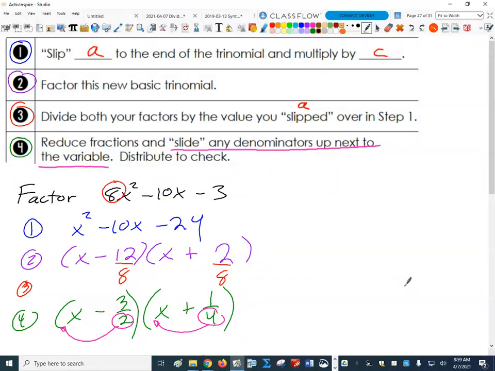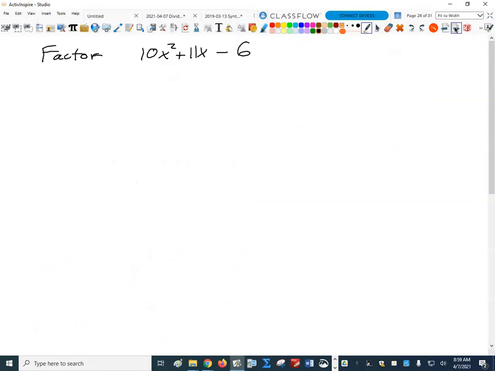So you slip a to the end. You factor that simple trinomial. You divide each magic number by a, and then you reduce and slide. Okay? What's that? Yeah, you betcha. Just, you don't even need to write your name. Just go. Yeah.